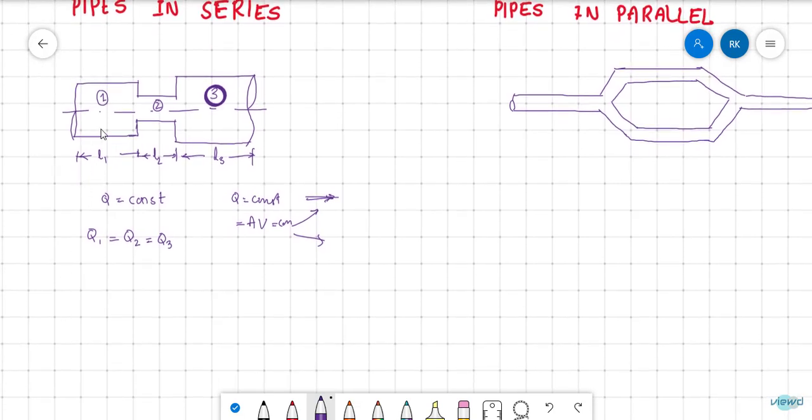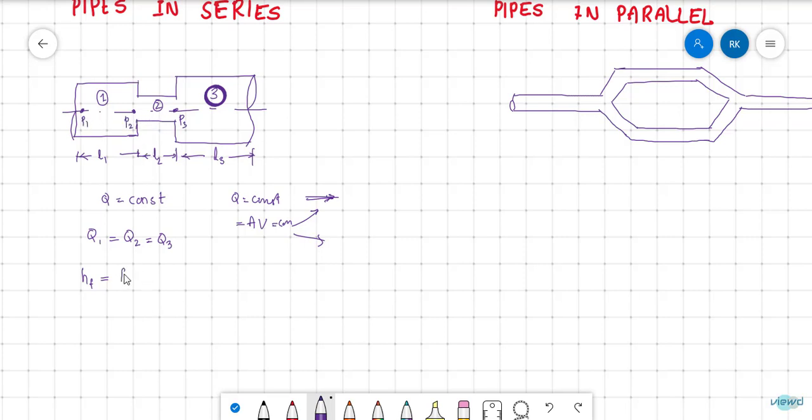So then what about head loss? Head loss, HF. What is head loss? Here the pressure is P1. Let me say here the pressure is P2. So there will be a head loss. Here the pressure will be P3. There is a pressure difference and there is a head loss. So there will be different head losses for different pipes, since the pressure differences are different at different lengths.